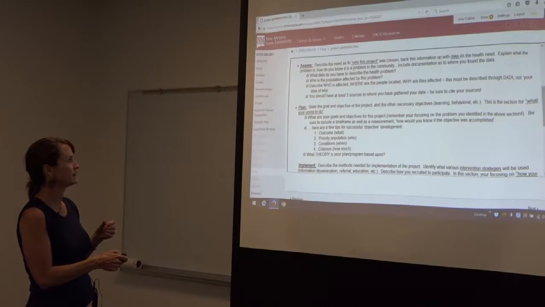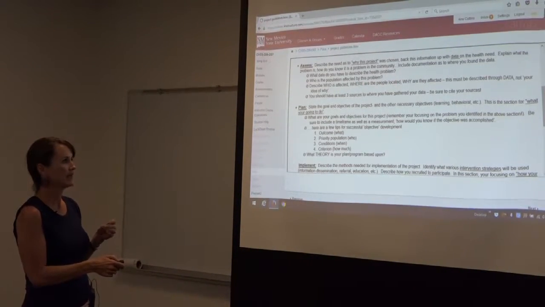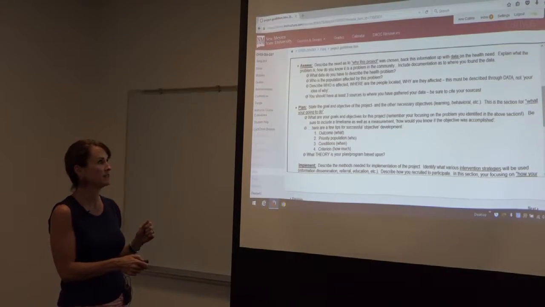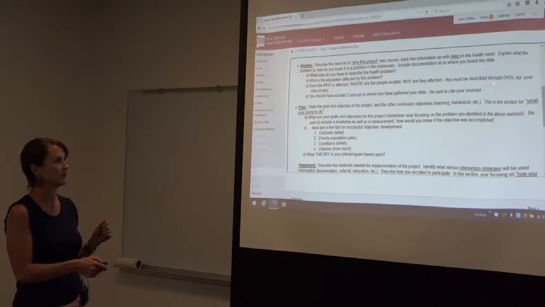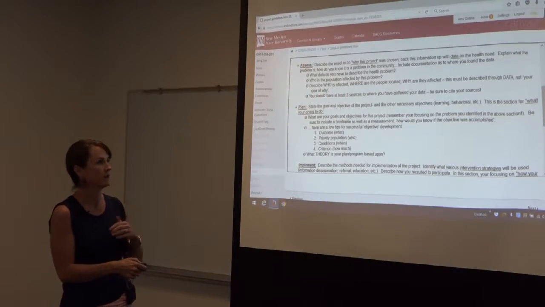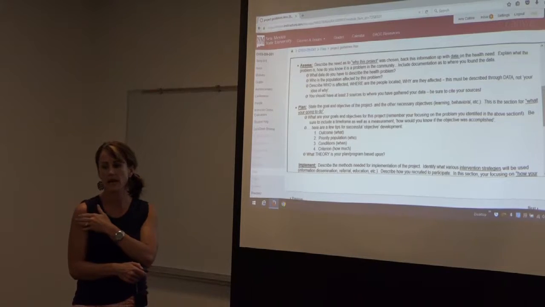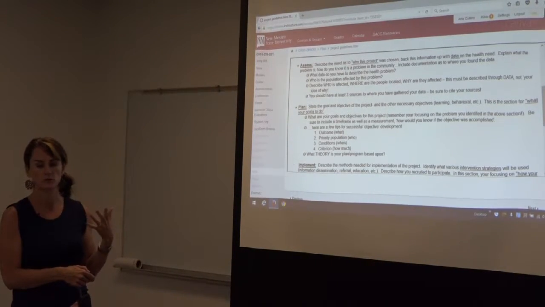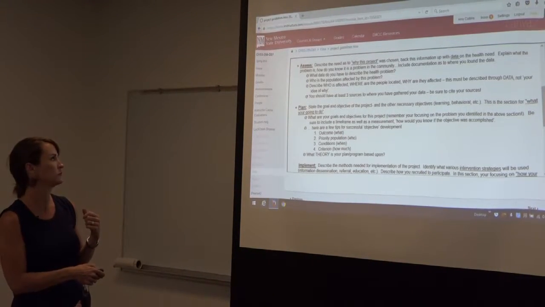affected, where people are affected, and why they're affected. And again, I can't emphasize enough, this is described through data and not your idea of why. This is not the part of the paper or the part of the class where you will be highlighting things that you think to be true. You have to know it's true with data.